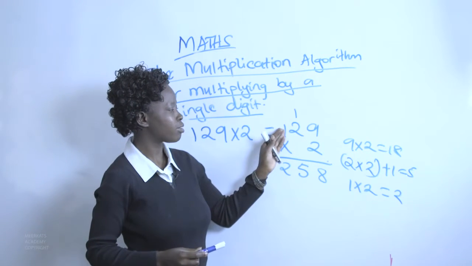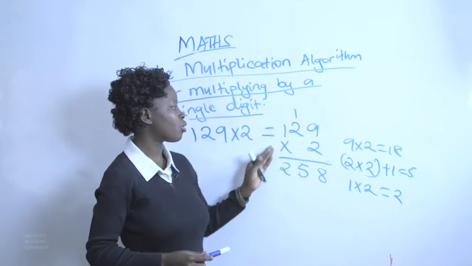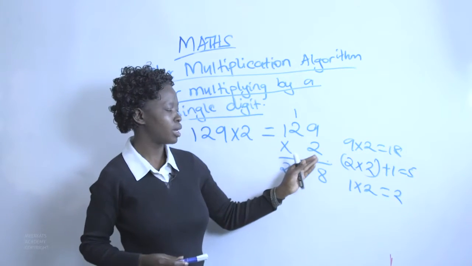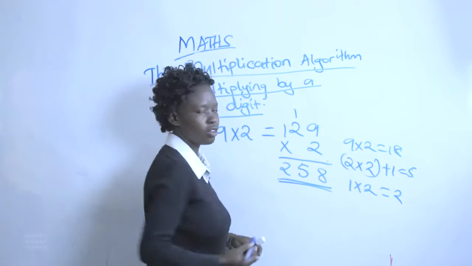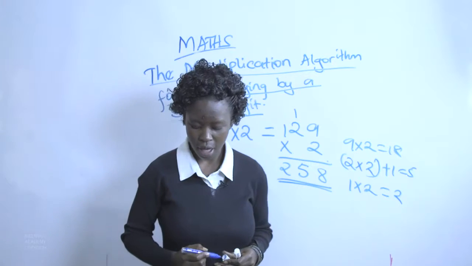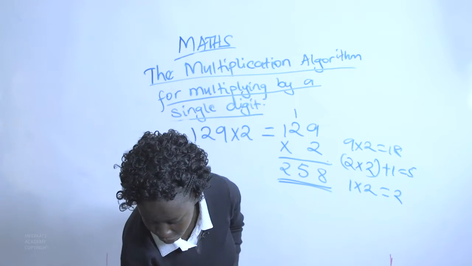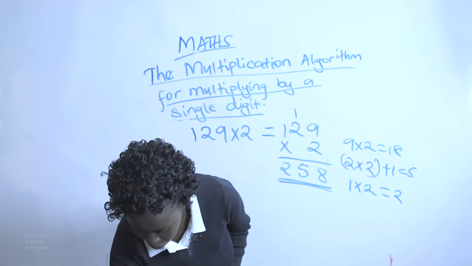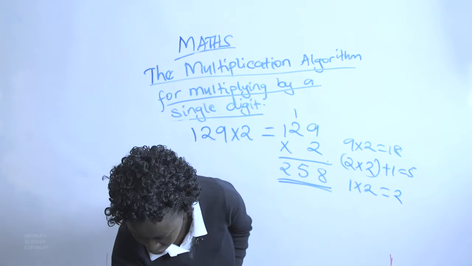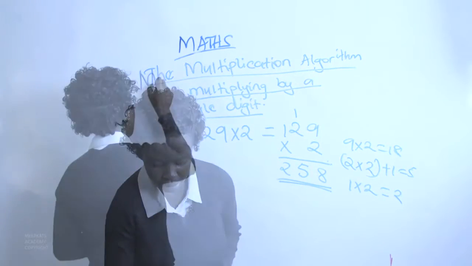Then finally, the last digit we have is 1 times 2, which is simply 2. So 129 multiplied by 2 simply gives us 258 as our answer. So that is the multiplication algorithm for a single digit, when we are multiplying by a single digit.